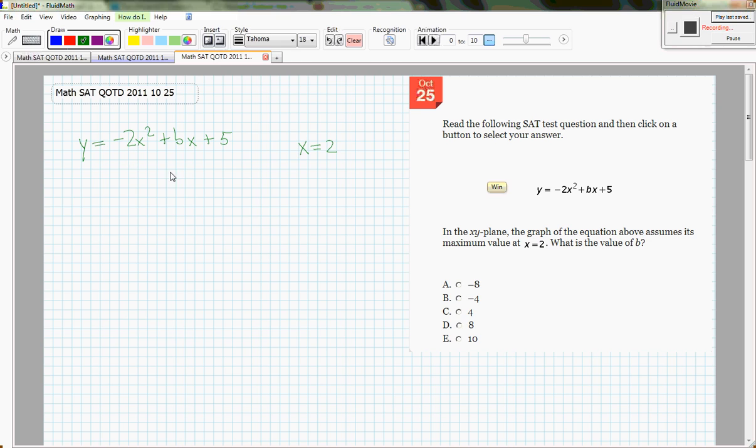So this is basically a parabola, and the minus sign out in front means it's an upside down parabola. And for some value, x equals 2, you have a maximum value, so let's draw it like this. So this is x equals 2. And the question is, what's b?